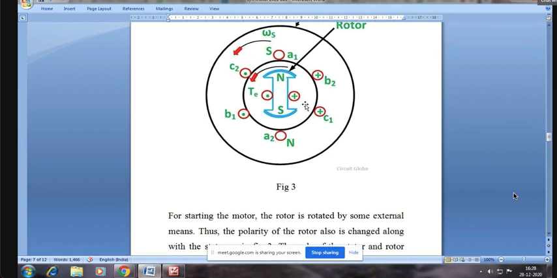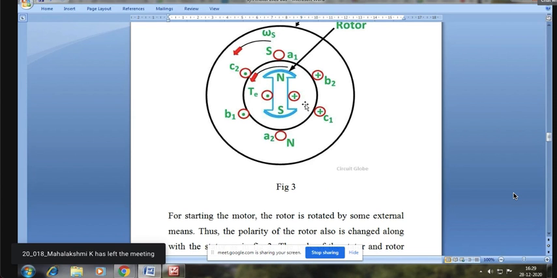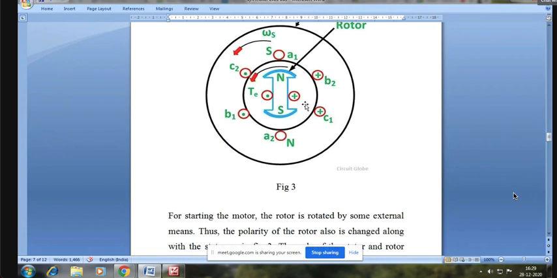And you see, once the rotor also starts rotating along with the stator magnetic field, which is also rotating, then there is no question of the two poles facing each other in the same polarity.